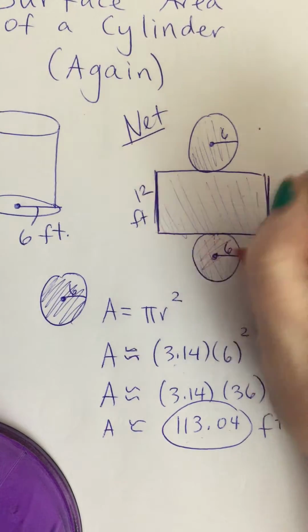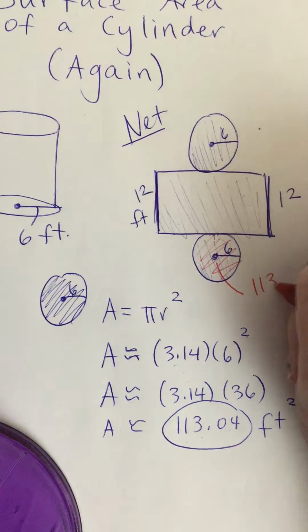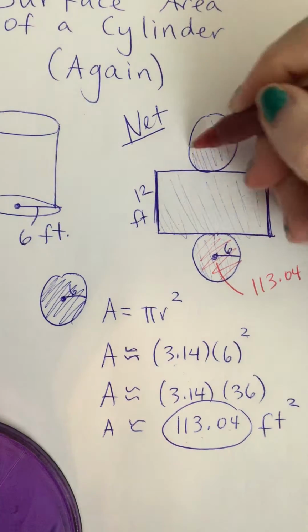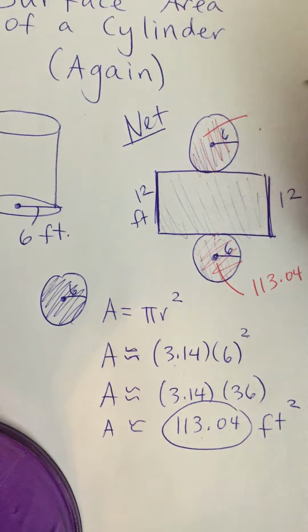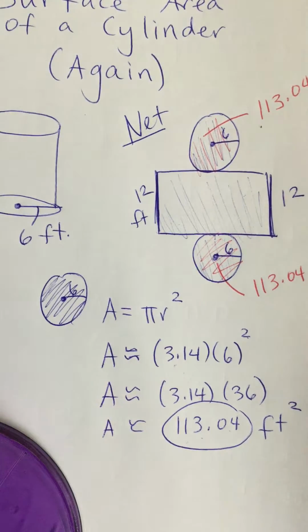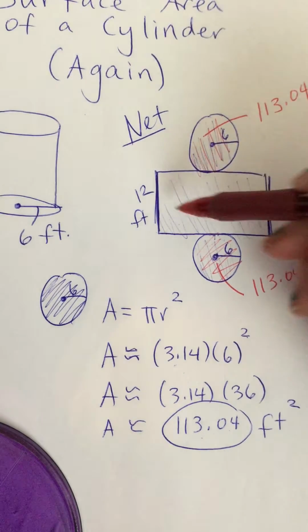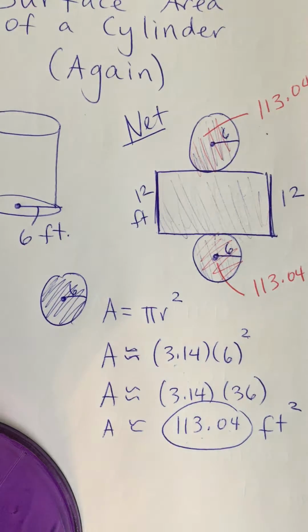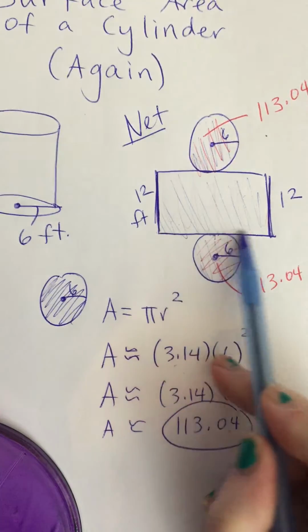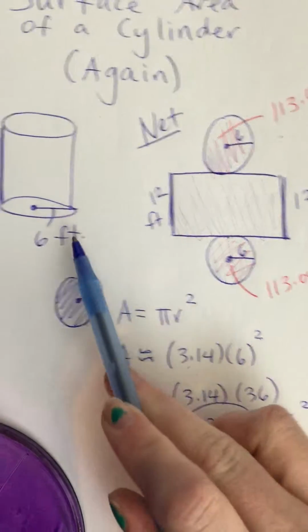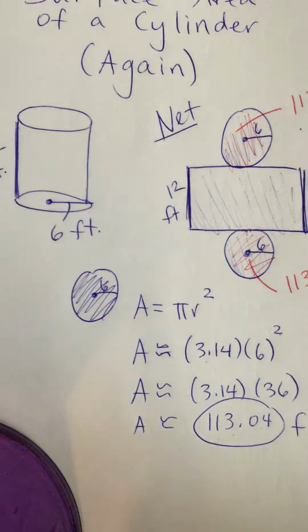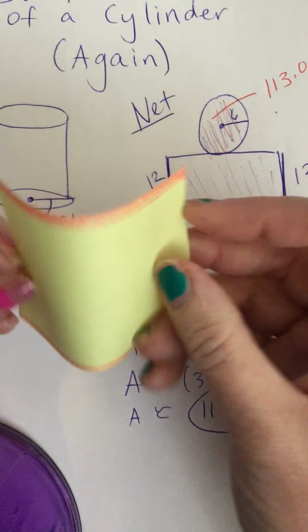The area in here is 113.04. And I don't even have to do this problem for the other one because it's identical. It's exactly the same thing, 113.04. Now, the last part we have to do is find the area of this rectangle. So let's try and figure out how we can find this base. If I look at the cylinder right here, I need this part right here. So I'm going to show you, here is a cylinder.